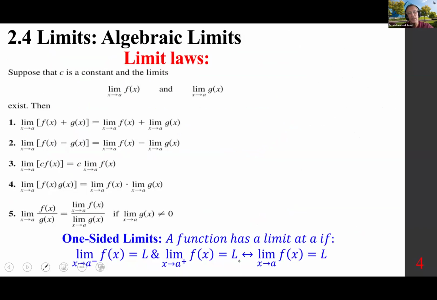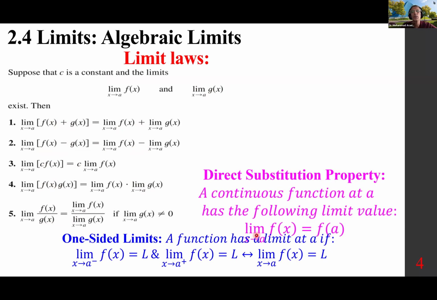Reminding you of the limit laws. Basically, the limit law says if the limit of f of x and the limit of g of x as x approaches a do exist, and c is some constant, the limit of the sum is the sum of the limits, the limit of the difference is the difference of the limits. If we multiply by a constant, we take it out. The limit of the product is the product of the limits, and the limit of the quotient is the quotient of the limits. And of course, again, reminding you of the one-sided limit.